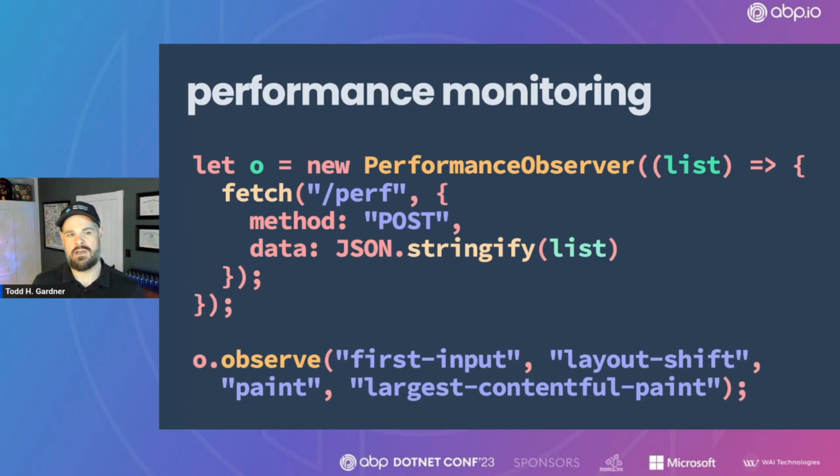And then we list off at o.observe, what are the things that we care about? And we would list off all of the metrics that we want to track along the way. Now, there's dozens and dozens of these. I put a few of them here that are interesting from the core Web Vitals perspective.